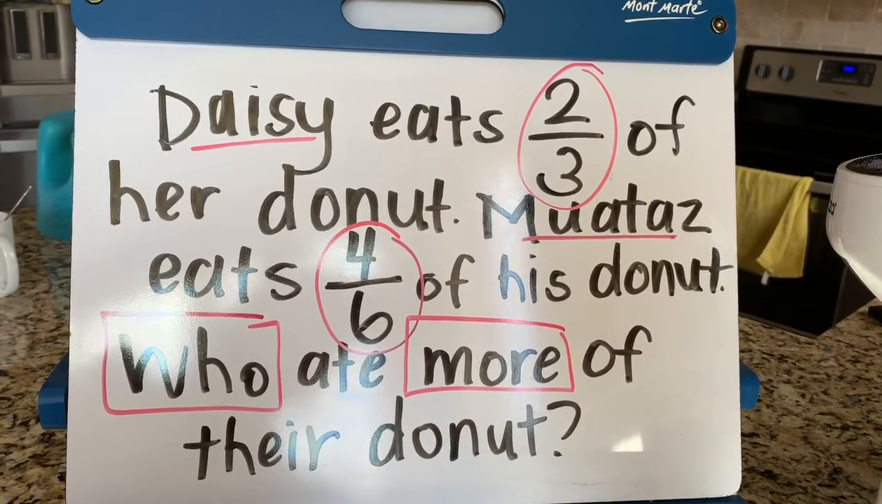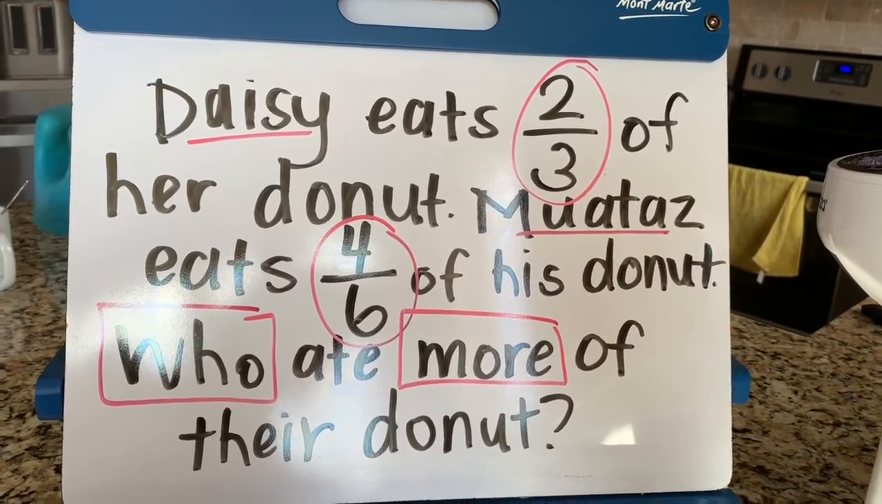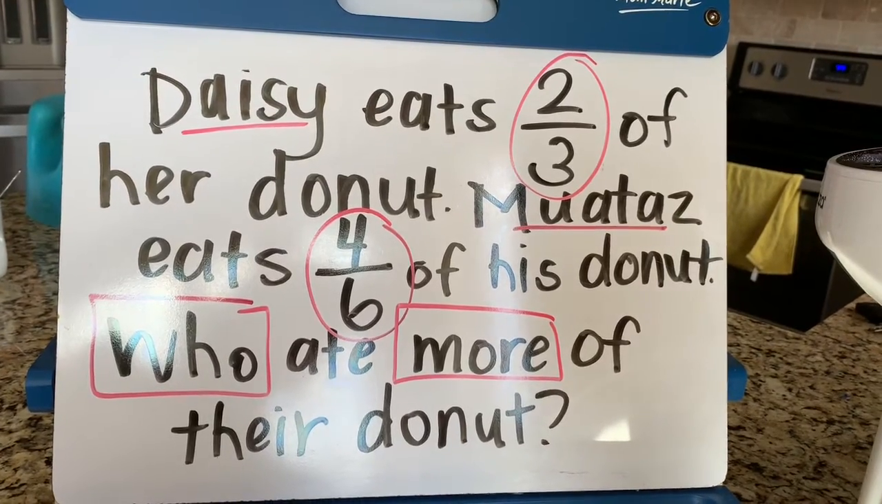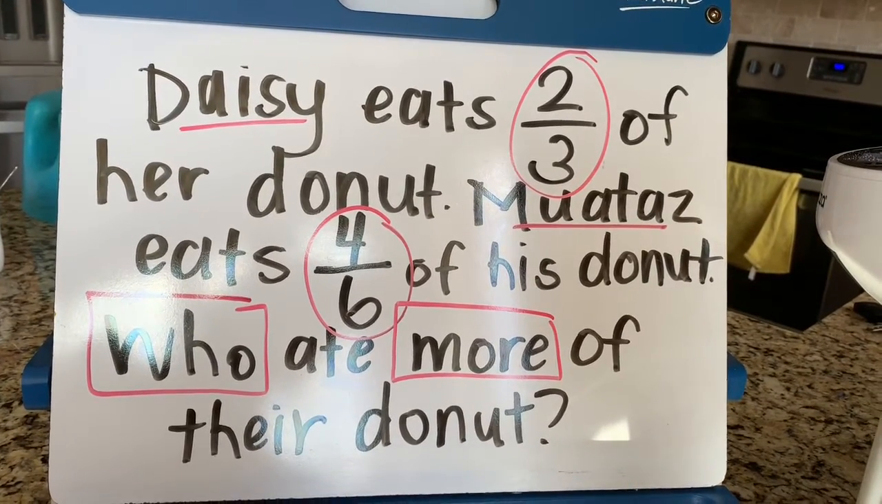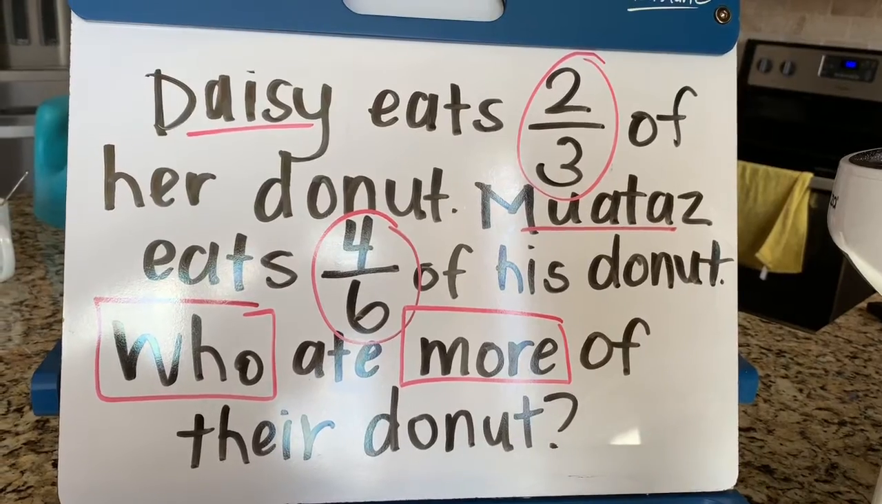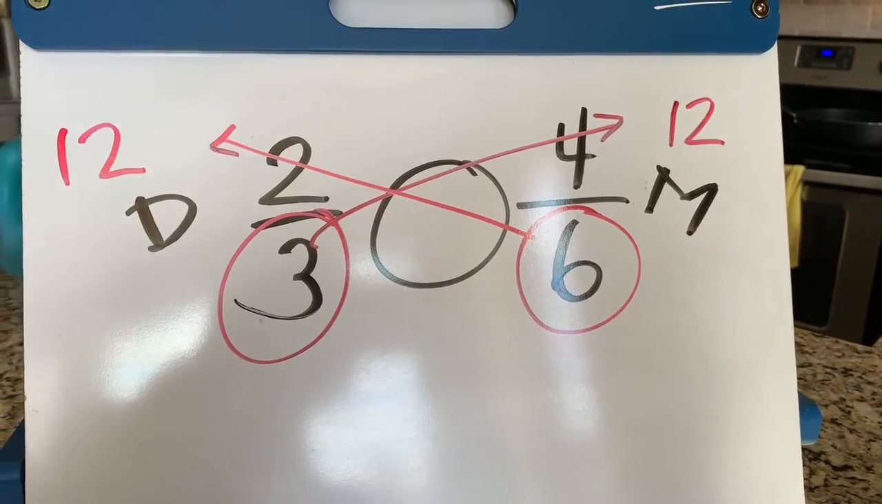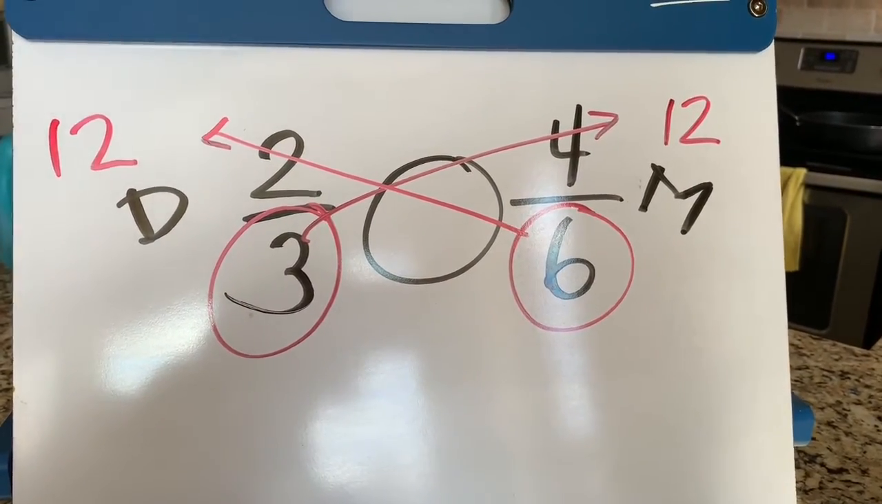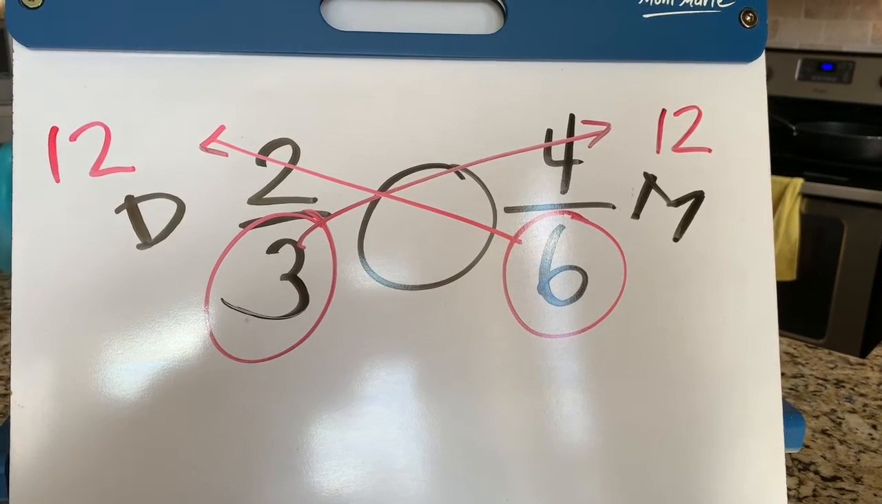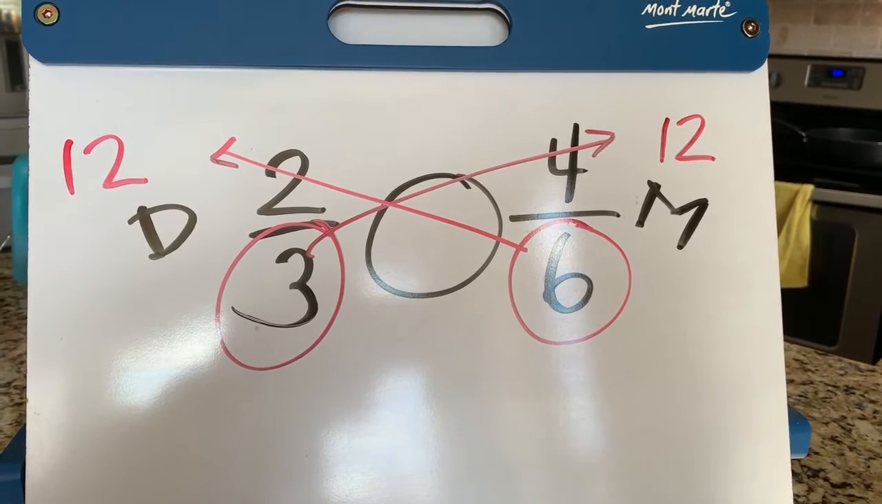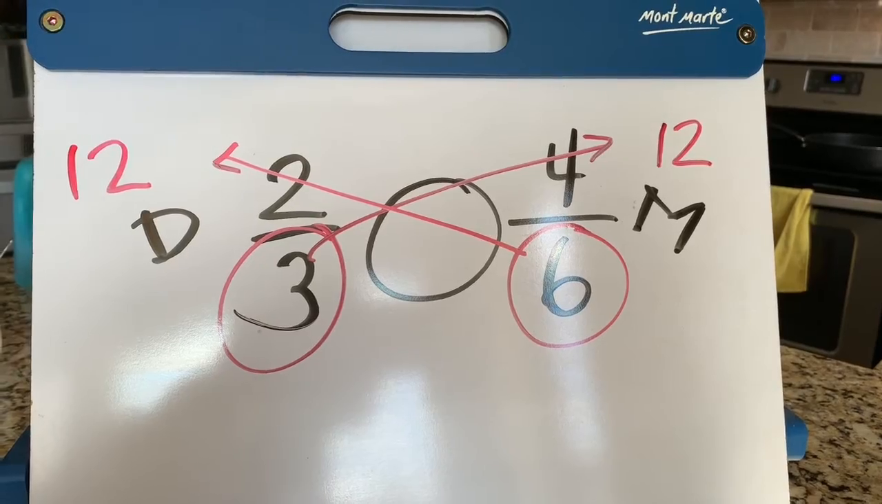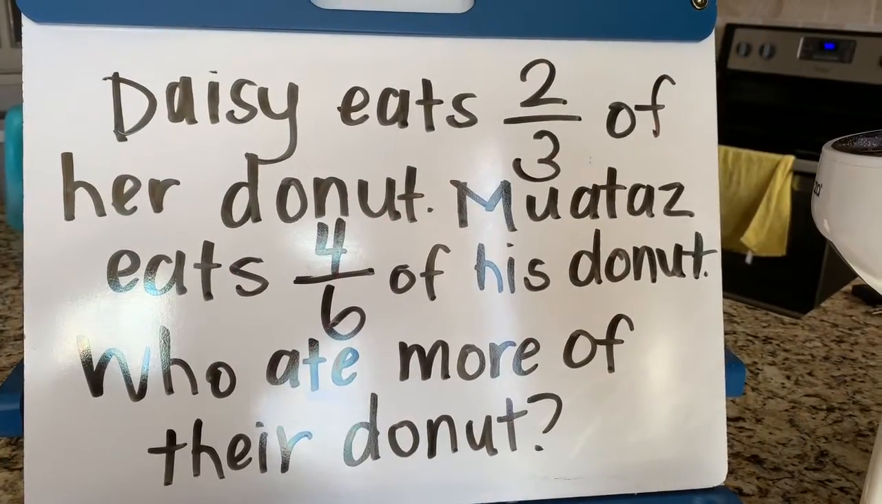Pulled out the fractions. I figured out which fraction belongs with which person. And I boxed the keywords. Who, because it's asking for a name, not a fraction. And more. Using crisscross multiplication, I found out that Daisy and Muataz have eaten the same amount. These fractions are equivalent. Let's try some of your own.